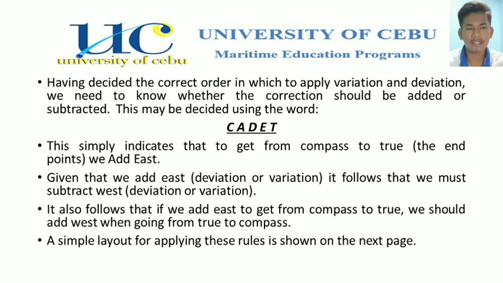Given that we add east deviation or variation, it follows that we must subtract west deviation or variation. It also follows that if we add east to get from compass to true, we should add west when going from true to compass. And last, a simple layout for applying these rules is shown on the next page.